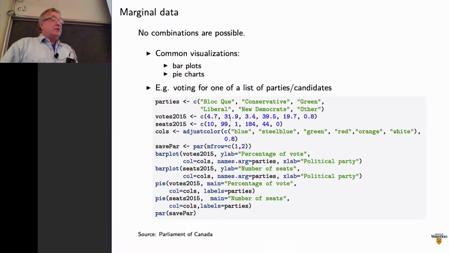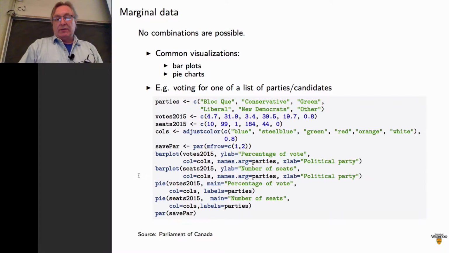And then I have the percentage of votes that each of those parties received in the 2015 election, and then the number of seats in the Canadian Parliament that those votes turned into. Okay, so in R, I'm just going to use a bar plot or a pie chart, the pie command. So let's have a look at the results here.